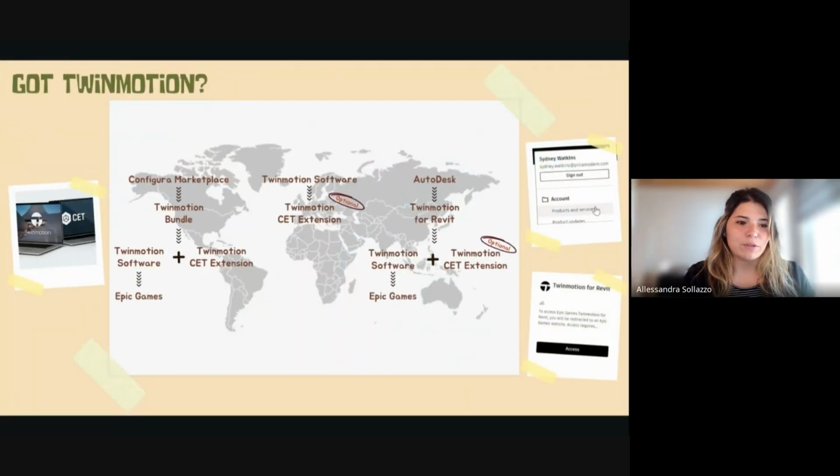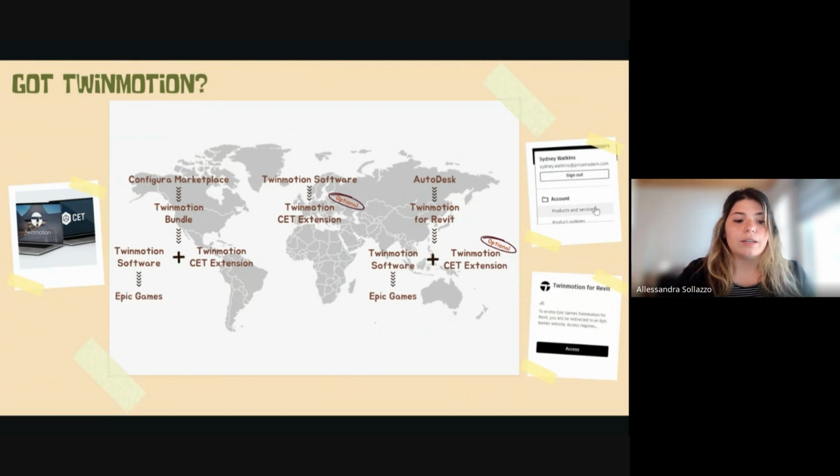Now, do you have Twinmotion? There are a couple different ways to get Twinmotion. You can either get it through the Configura marketplace and buy the bundle, which will give you the Twinmotion software and the Twinmotion CET extension. So you can do a direct link from CET to Twinmotion.